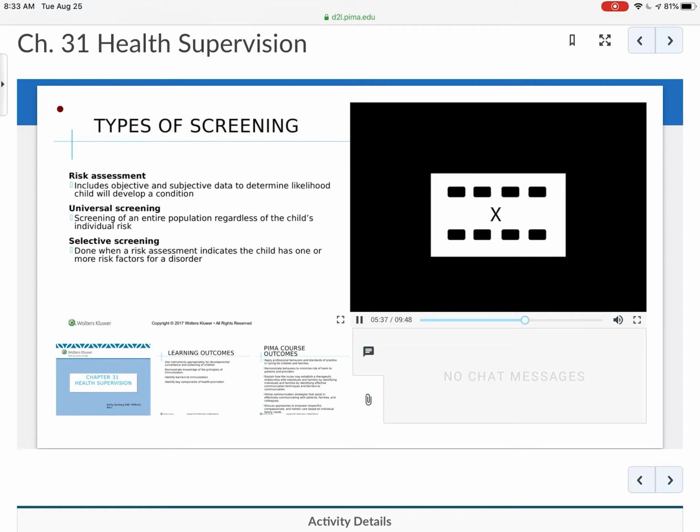Types of screening: there's a risk assessment, so looking at is a child at risk for a certain disease or illness. Universal screening, so they do that on everybody. And then selective is when there's some type of disorder. So universal screenings will be done at those well checks, especially the 9, 18, 24, and 36 month well child checks. It's important because that's when they're going to identify those delays in milestones.